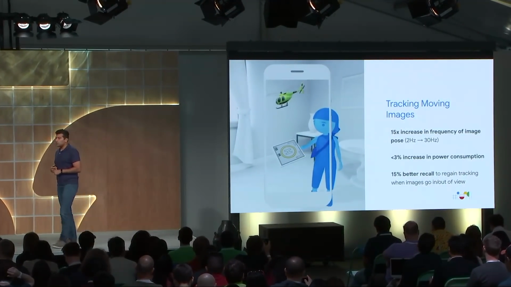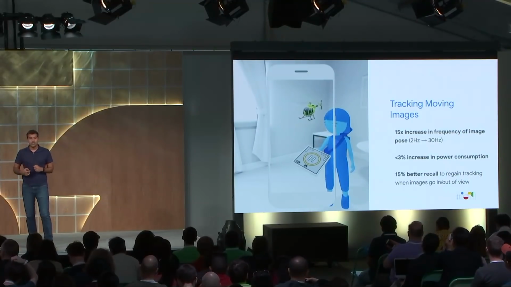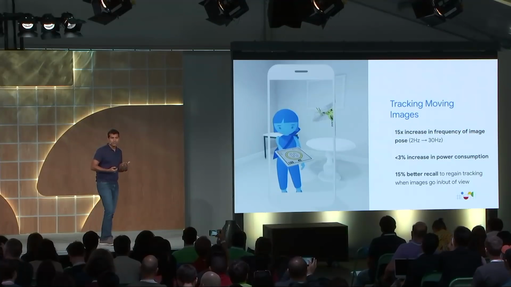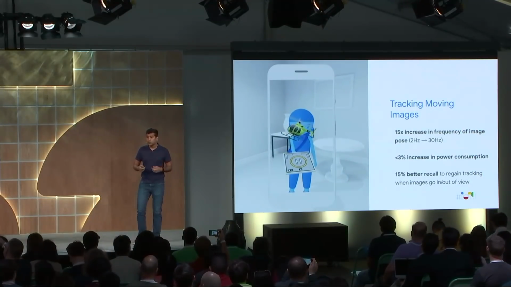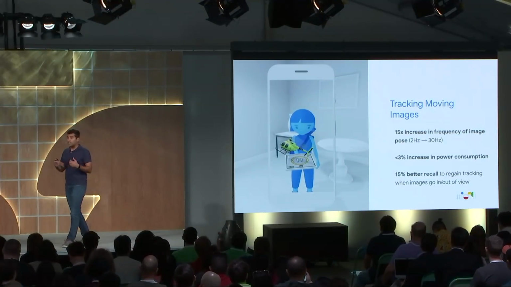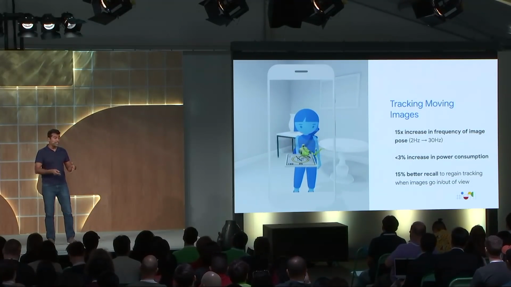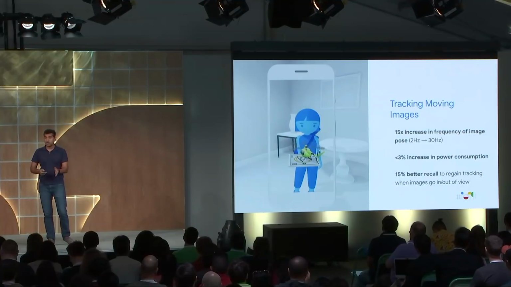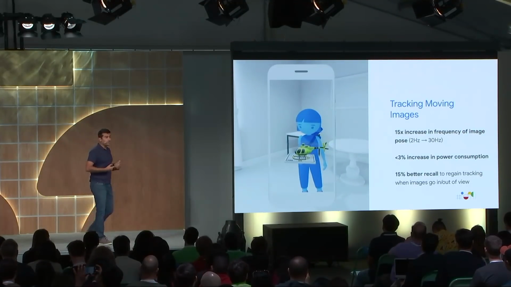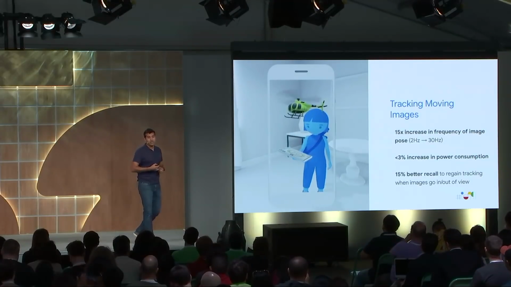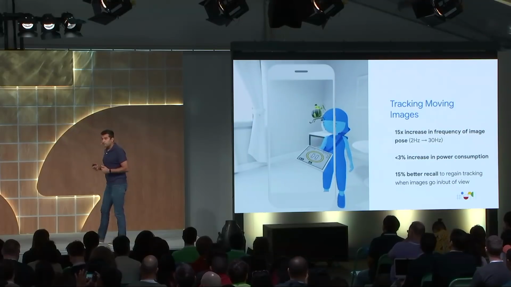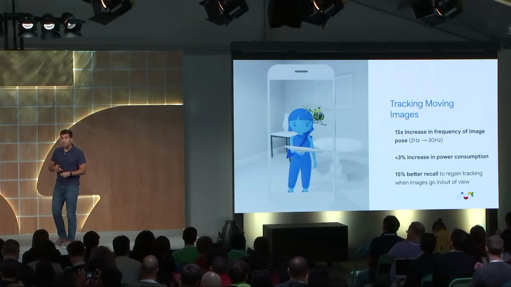In previous ARCore versions, ARCore used to give you back a pose of the image at 2 hertz, so roughly 2 times a second. That means that if the image was to move around while the session is going on, it is possible that the virtual content would lag because the images are not being tracked continuously. So now the image poses are being given at 30 hertz. We've increased the frequency at which we give you updates by 15x.